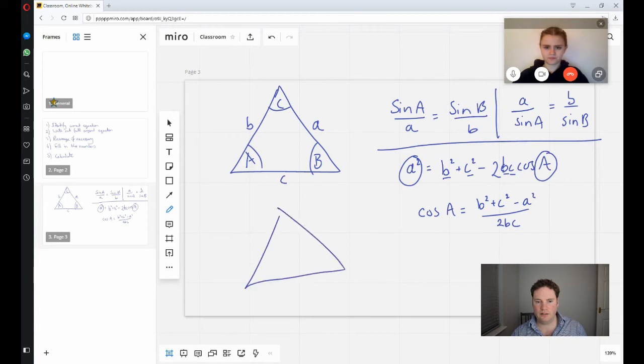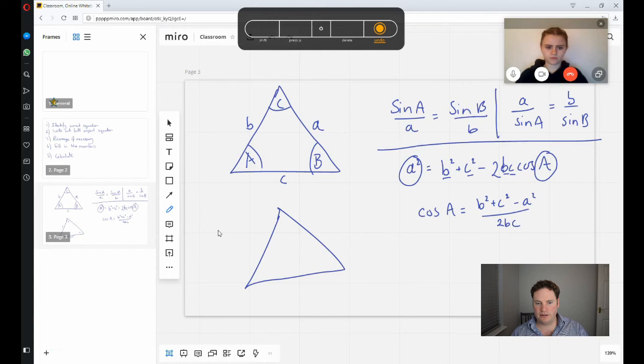So let's say we're dealing with that side, that angle, and that angle. Which rule would we use for that? The top one, the sine rule. How come? Because we haven't got all three, we've only got two. Yeah, we're dealing with two angles and two sides.